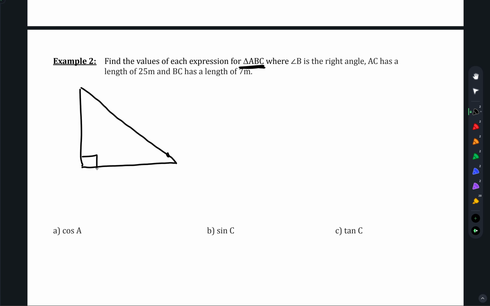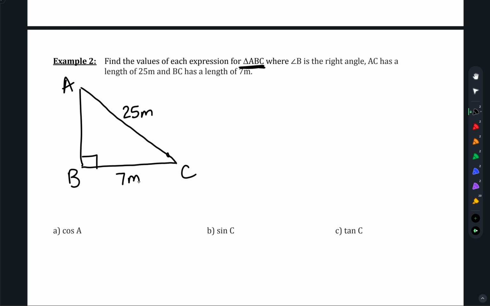Now I'm going to put on labels. I know one label has to go on that right angle. What letter am I labeling that right angle with? B. Does it really matter where I put A and C now that I have B in the correct spot? No. I made this triangle up out of my own head. So I'm going to put A and C there. And now I'm going to label the pieces. It says AC has a length of 25 meters. So between A and C, that's where 25 goes. BC has a length of 7 meters. So I'm going to put 7 meters between B and C. Everybody got this diagram? Okay.